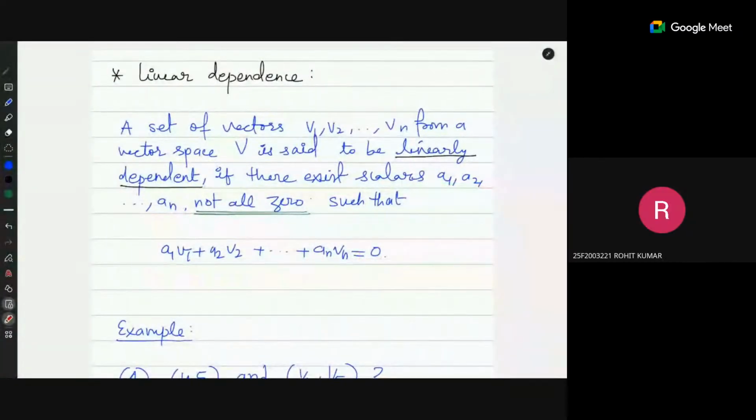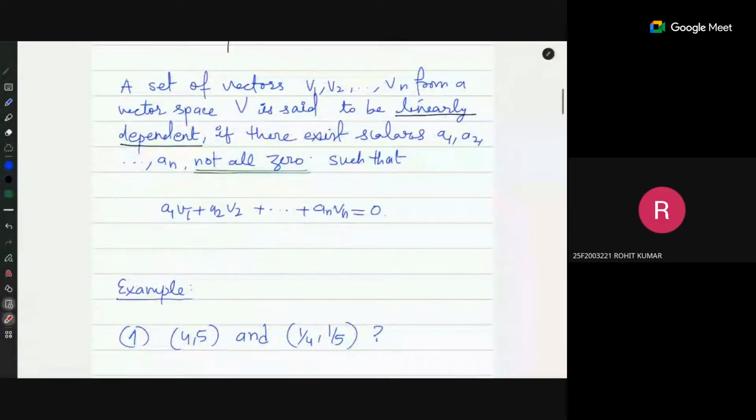Sir, I have a doubt. Does this mean some coefficients are 0? No, it doesn't say this. It says not all coefficients are zero. It just says that; it doesn't say that some coefficients are.